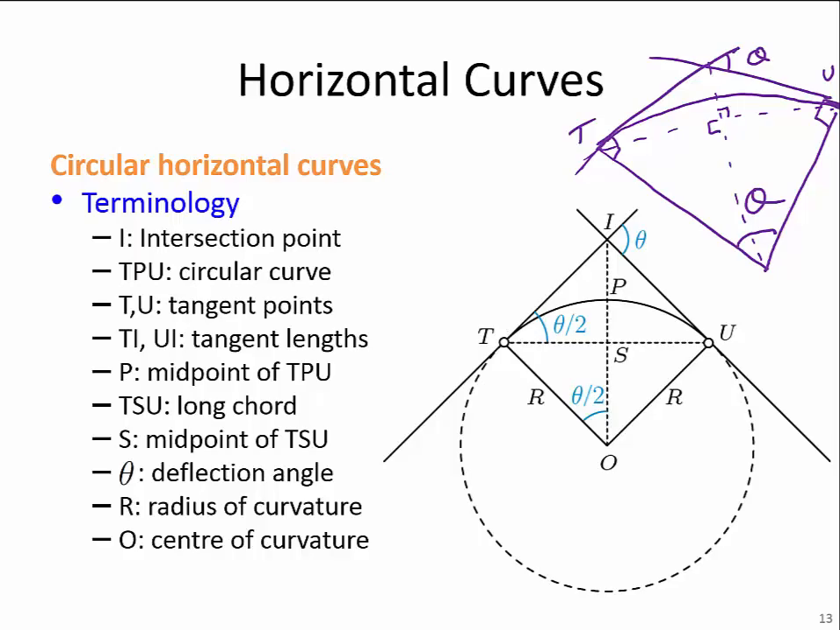P is the midpoint of the curve. T1, T2 is the chord from the first tangent point to the second tangent point, and S is the midpoint of that. Theta is a deflection angle, which is also equal to this angle in here. R is the radius of curvature, and O is the centre of curvature. So we're going to use that now.